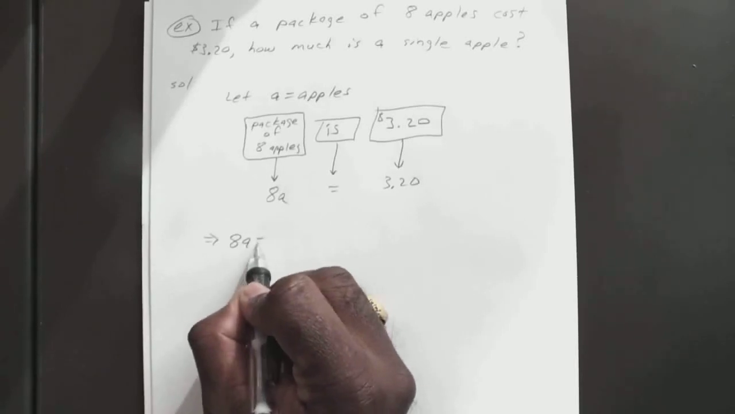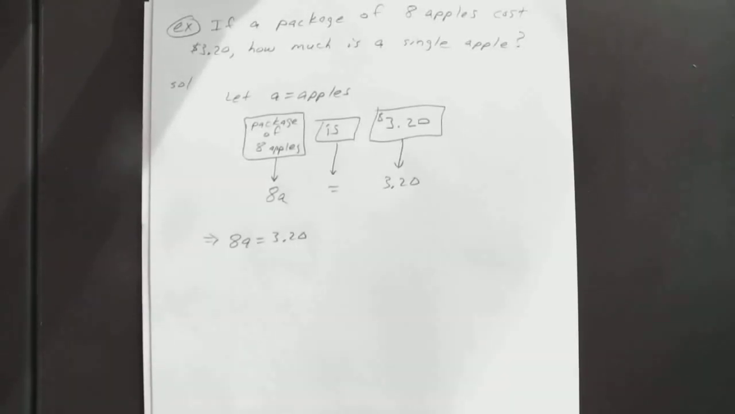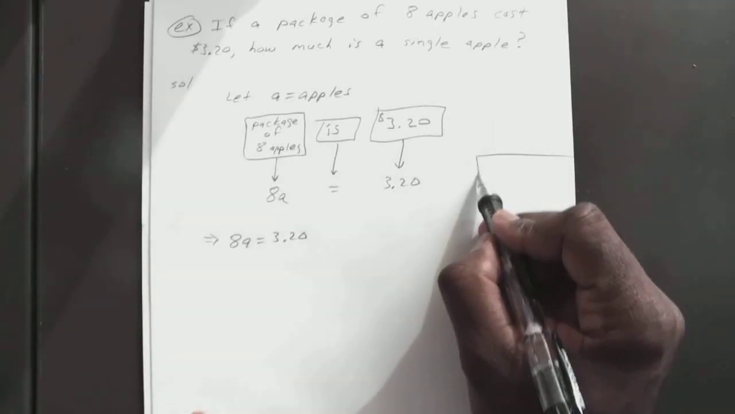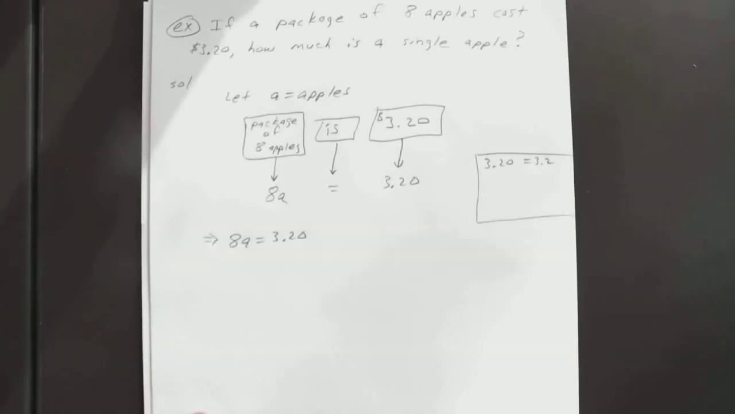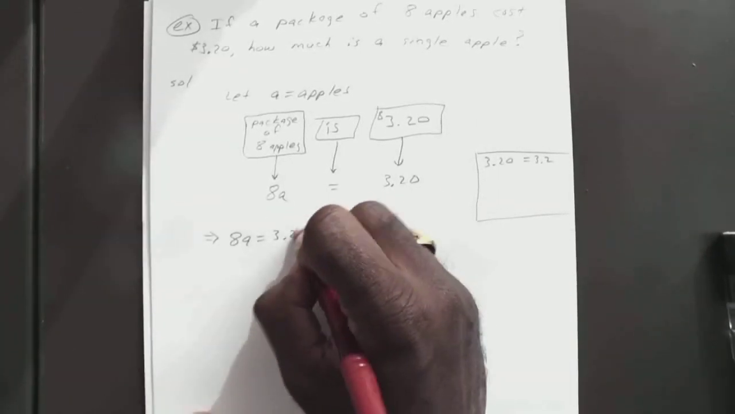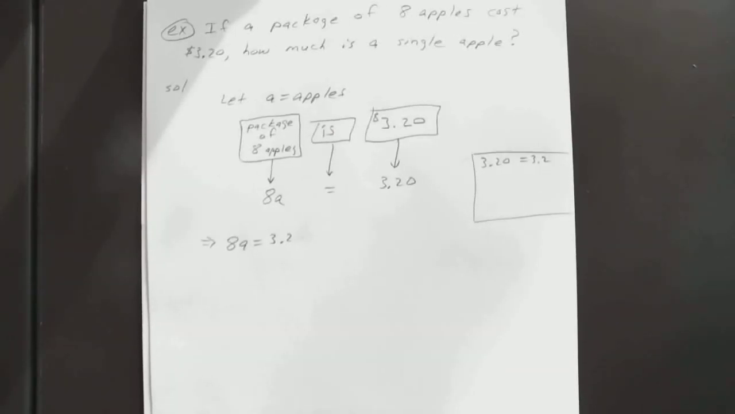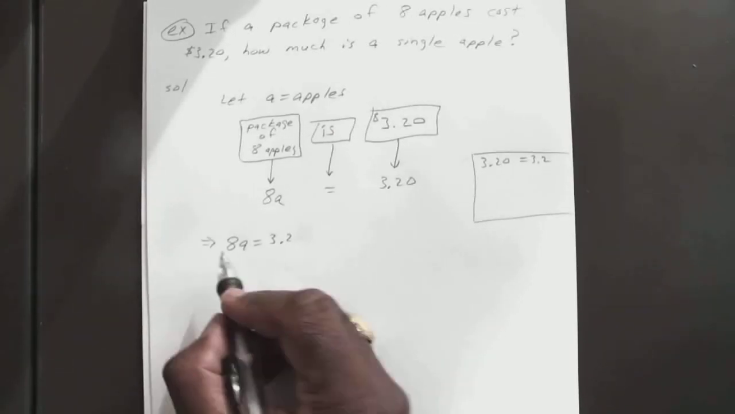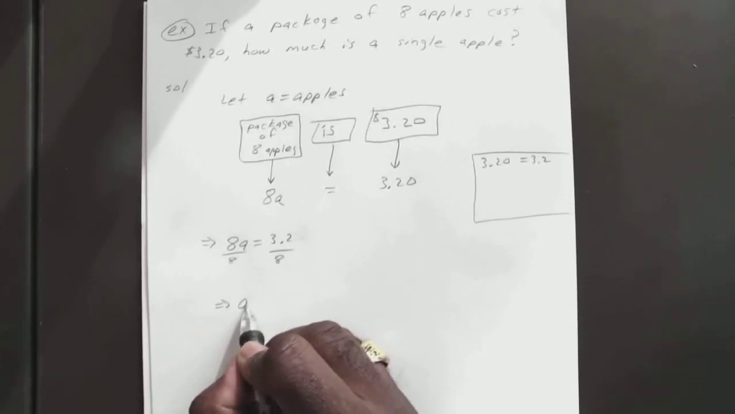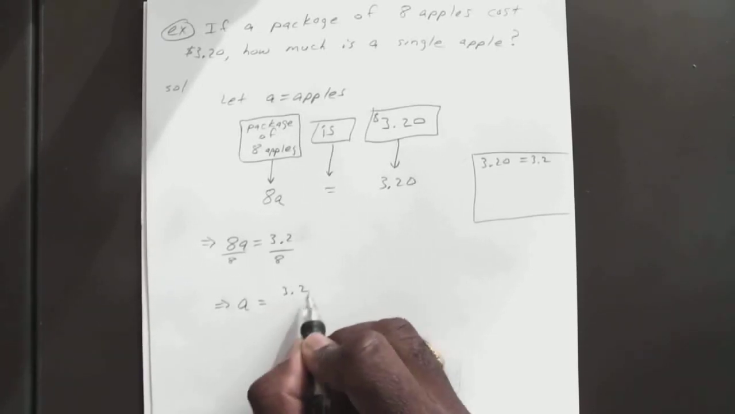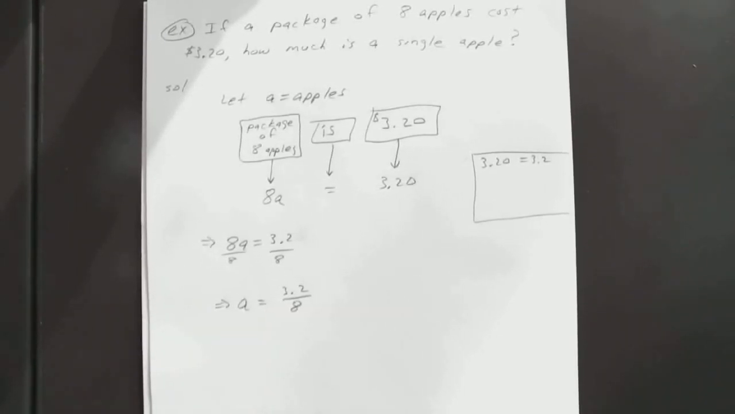Okay, so we have 8A equals 320. If you wanted to, remember that 320 is the same as 3.2. So you can leave the 0 off at the end if you want to. Okay, so we divide both sides by 8. So A is equal to 3.2 divided by 8. We're going to have to convert this to decimals if we want the actual money value. Okay. So we have a decimal with 1 space.